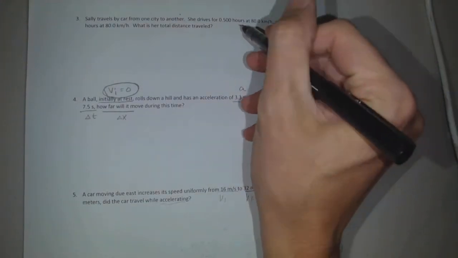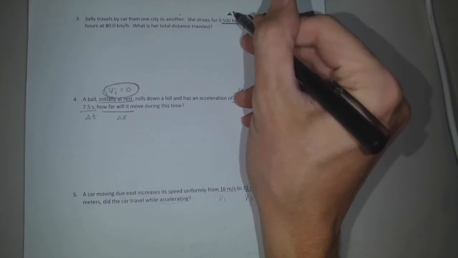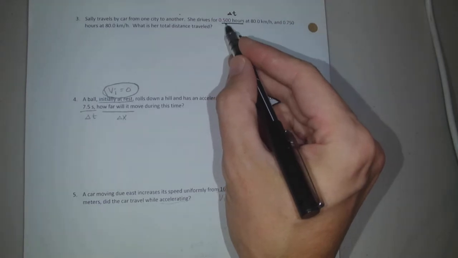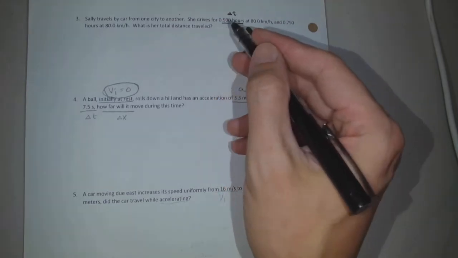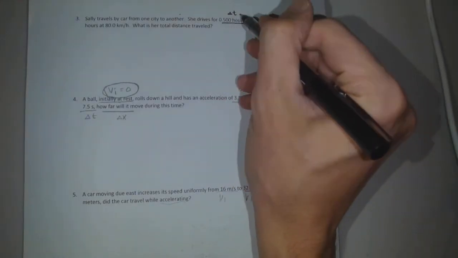Let's start labeling. We have a time here, delta t. Delta because time is passing. It's not like it's 0.5 on the clock. And we also have another delta t over here. Now those delta t's are different numbers, and she drives this one first and that one second. So I'm going to label this one delta t1, this one delta t2.